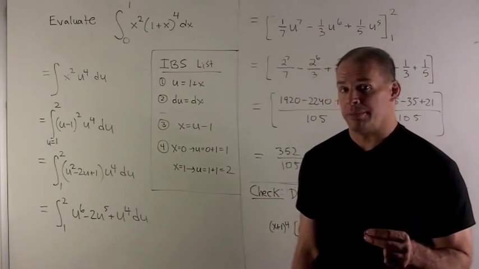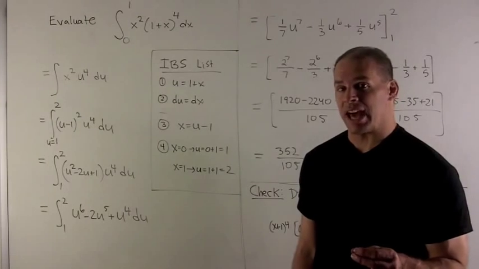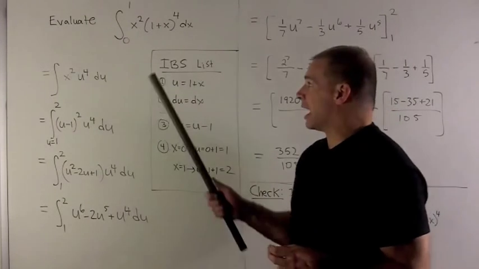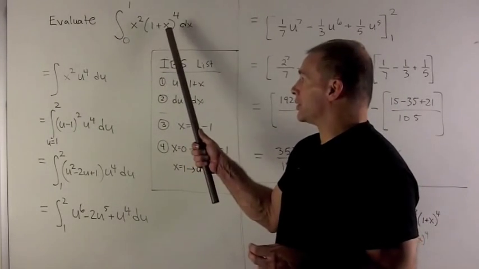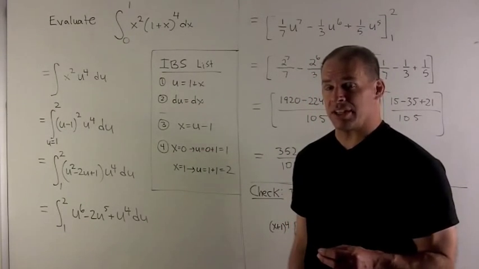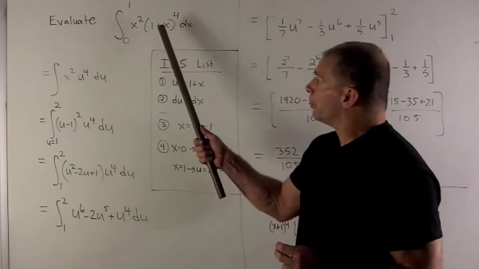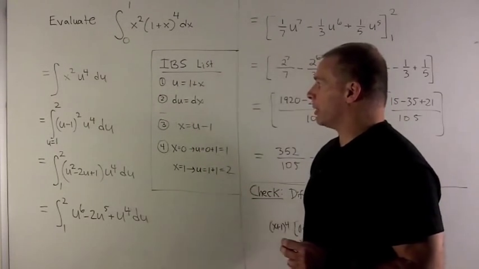My list for integration by substitution says I should target the inside of the composition. The composition here is (1 plus x) raised to the 4th power. The inside is 1 plus x. It's the thing we evaluate first. So I'm going to let u be equal to 1 plus x.